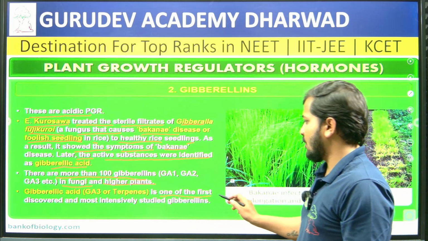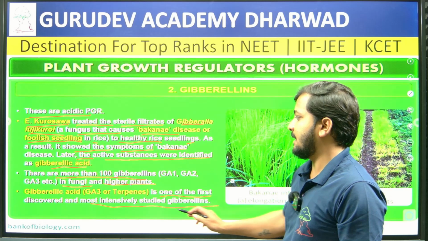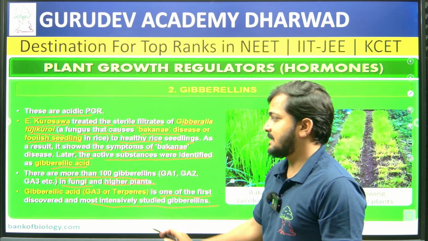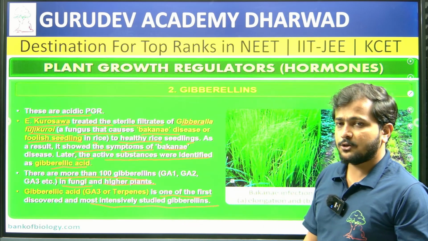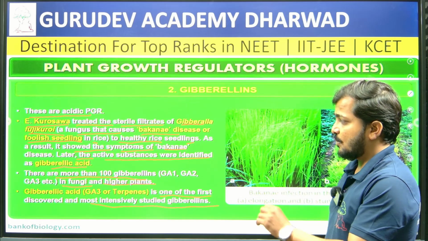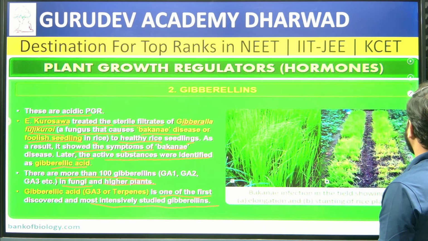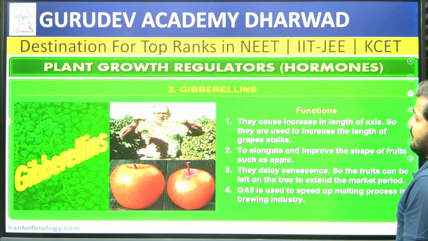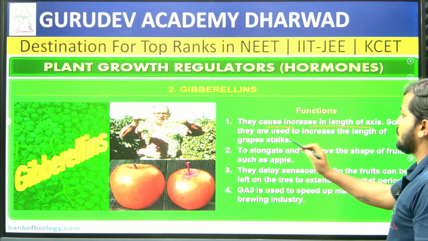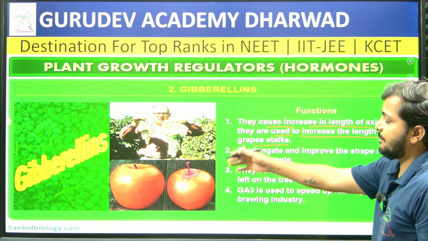Gibberellic acid is one of the first discovered and most extensively studied gibberellins. Which one is that? GA3, or even we call it terpenes, right? So terpenes is known to be the gibberellic acid GA3, which is the first discovered and most extensively studied gibberellin, right? Then function, if you consider, they cause an increase in the length of the axis. So they are used to increase the length of the grape stalks.